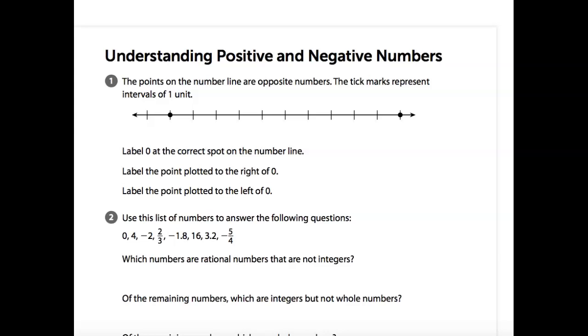All right, so today we are going to work on integers, understanding positive and negative integers. We're going to start on page 18.